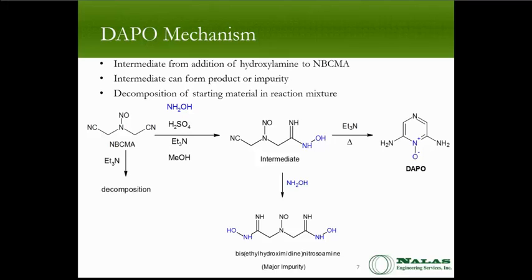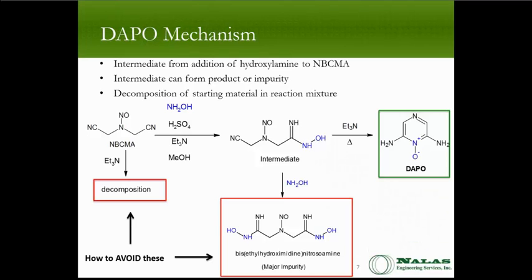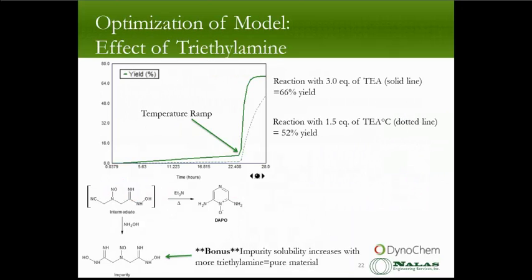When NBCMA is treated with triethylamine, decomposition occurs. Our goal is to maximize DAPO formation while minimizing starting material decomposition and impurity formation. Because triethylamine was necessary to cyclize the intermediate to DAPO, we used the optimization tool to determine the ideal amount of triethylamine to increase the yield of DAPO. Don't forget, the triethylamine also decomposed the starting material, so it was necessary to find the optimal balance between starting material decomposition and DAPO formation.